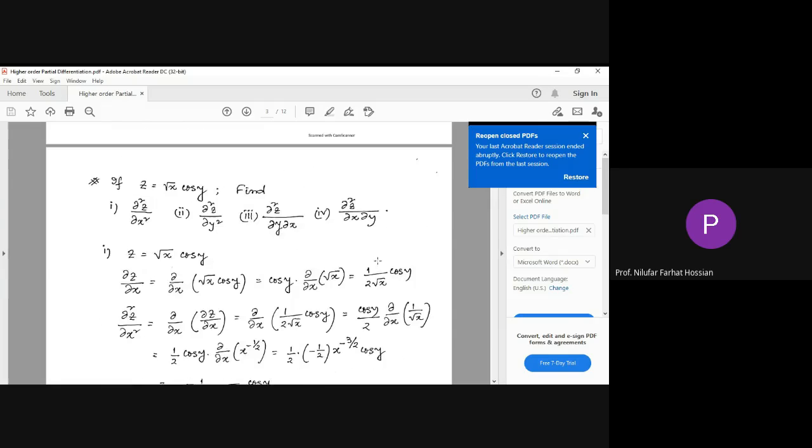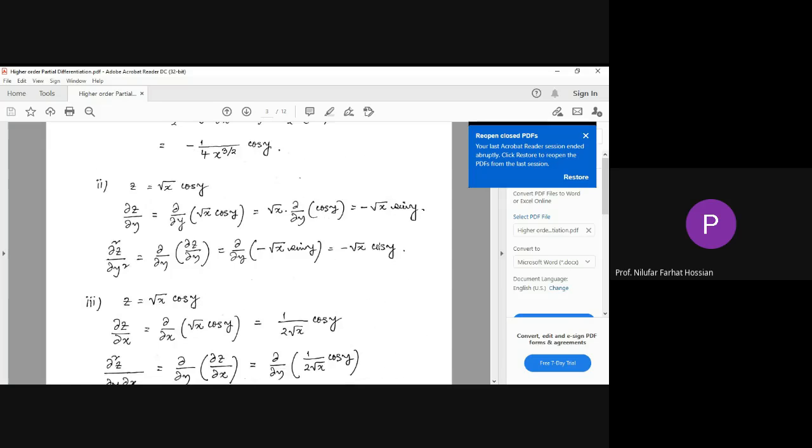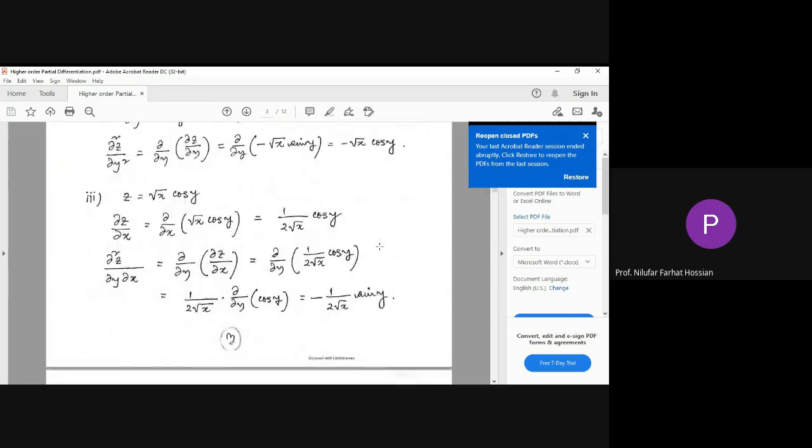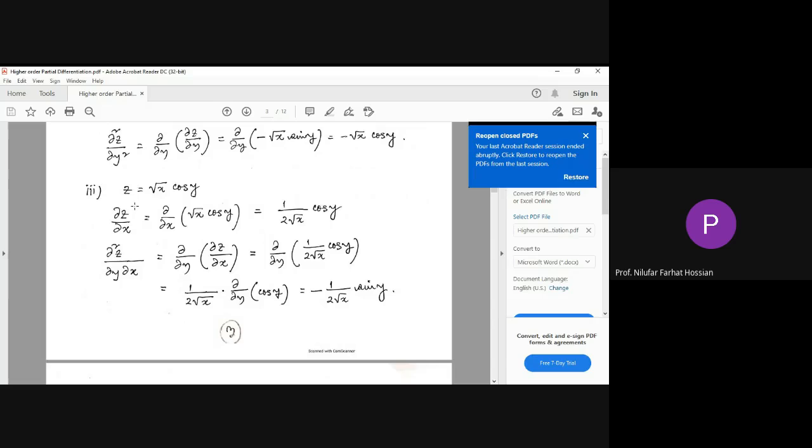Now remains the mixed partial derivatives with respect to x and with respect to y. So it is number 3. Here at first we perform the differentiation with respect to x. It was 1 by 2 into root over x into cos y. We have already done it. Now you have to differentiate this del z by del x with respect to y. So it will be del y of this thing. Here 1 by 2 into root over x is constant, and derivative of cos y is minus sin y. So it will be minus 1 by 2 into root over x into sin y.